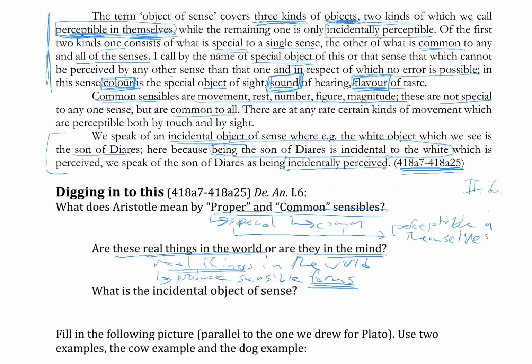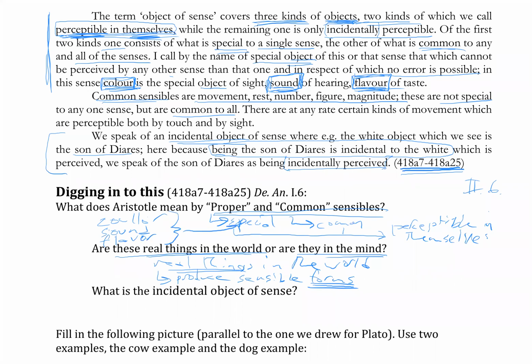And these are going to be, right, so the common one, so it's special, we can give examples like color, I should say. American spelling, British spelling, anyway. Color, sound, flavor. Those are going to be special.